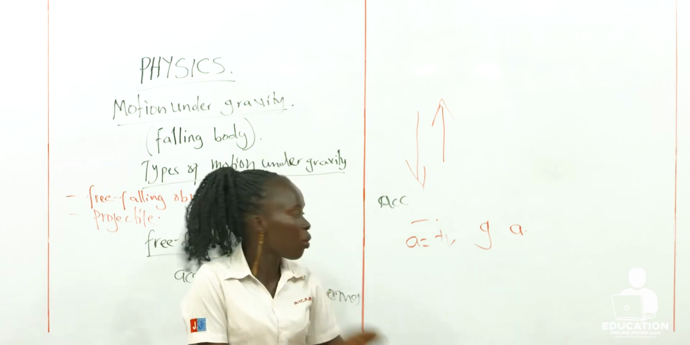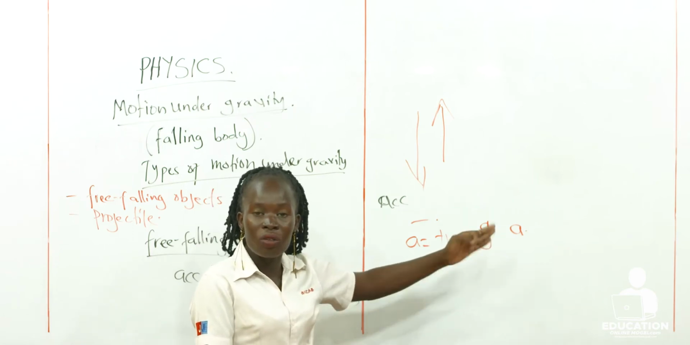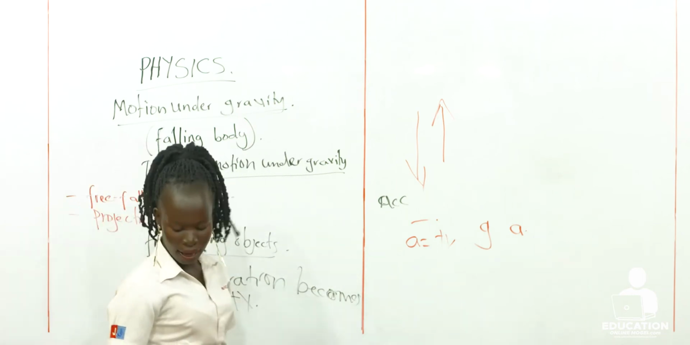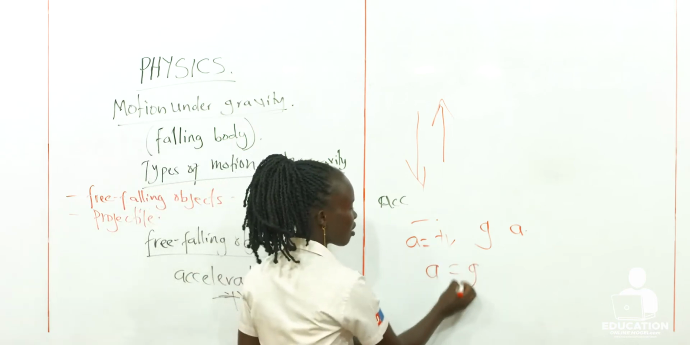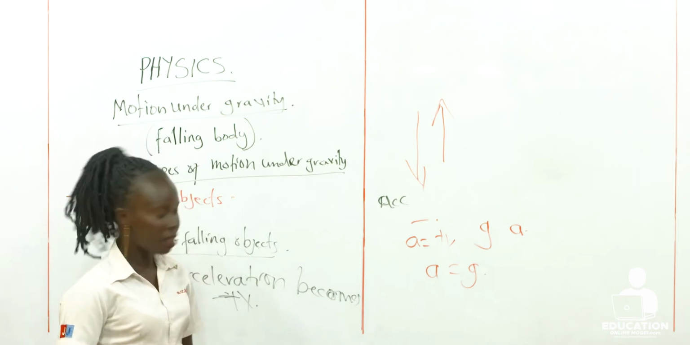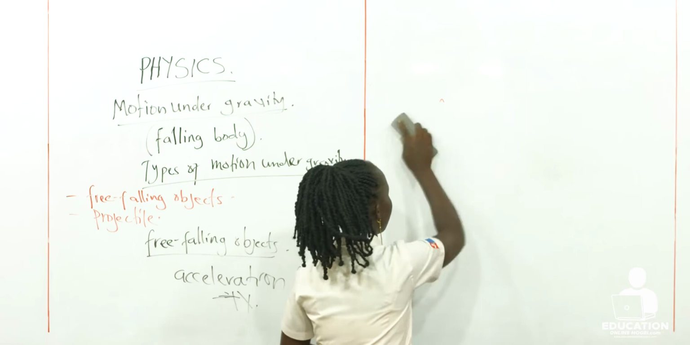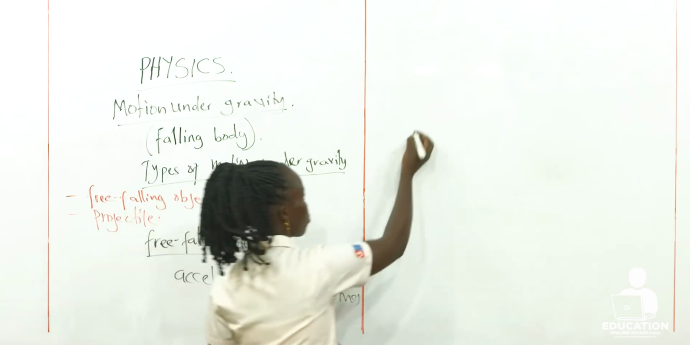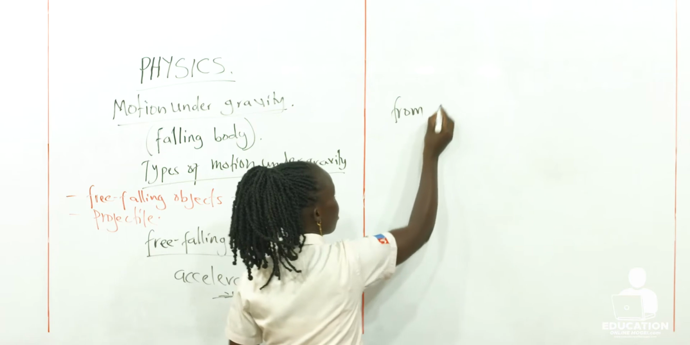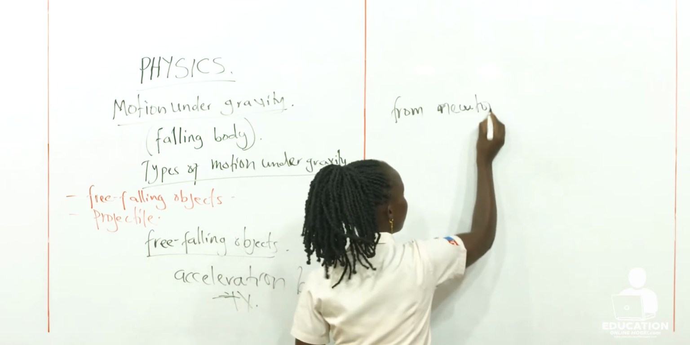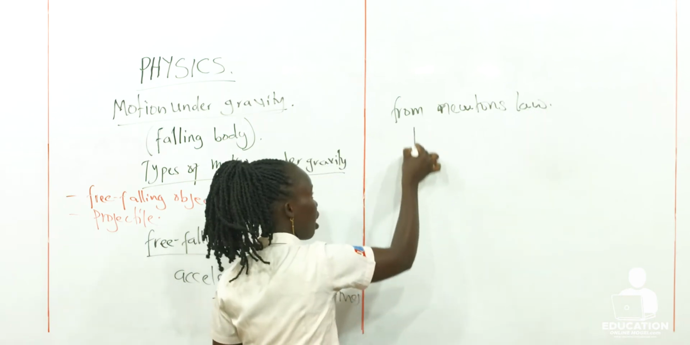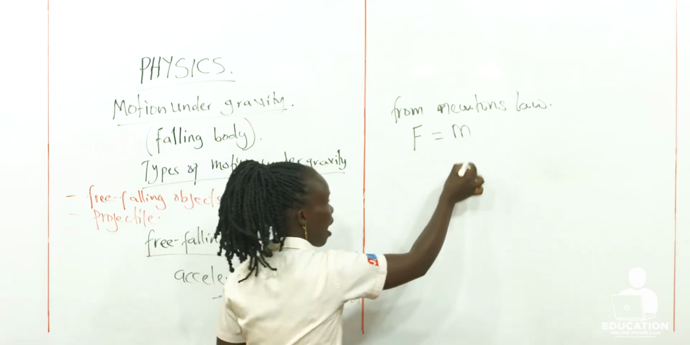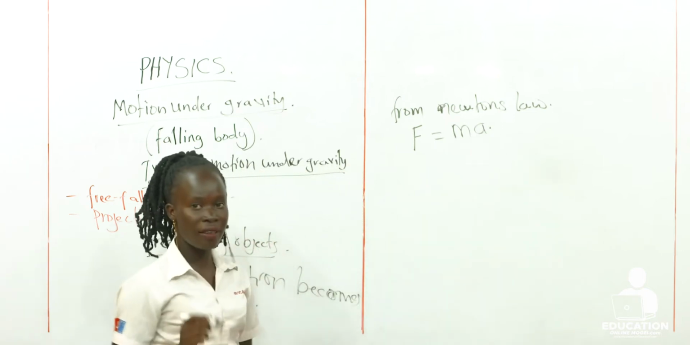So we are going to see how we get this g and fit it into the equations of motion. Let's see this. If we say that our a is actually the acceleration due to gravity, how is that true? Let's take a look. From Newton's law, our force is equal to what? The force is equal to mass times acceleration, not the acceleration due to gravity.